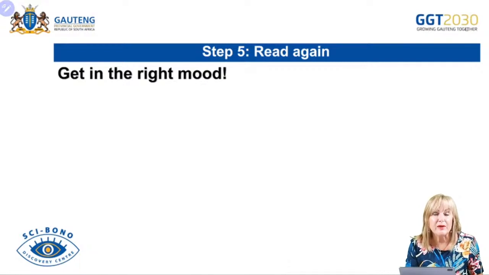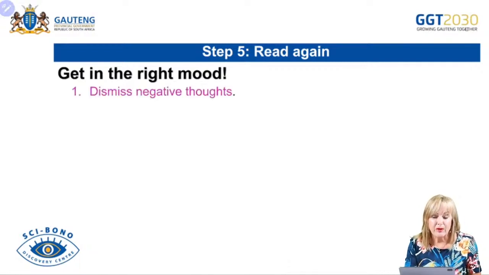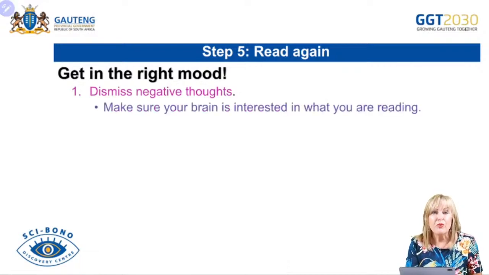And when you read, you must get into the right mood. Don't be negative about it. Dismiss your negative thoughts. Think positively about reading. I know some of you hate reading. But even though you might hate reading, you have to read. So dismiss negative thoughts. Start thinking how you love reading. Make sure your brain is interested in what you are reading. Don't think about your girlfriend or boyfriend when you are reading. Focus on the text in front of you.